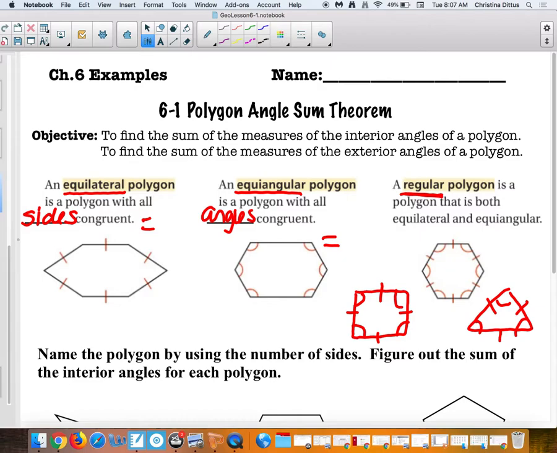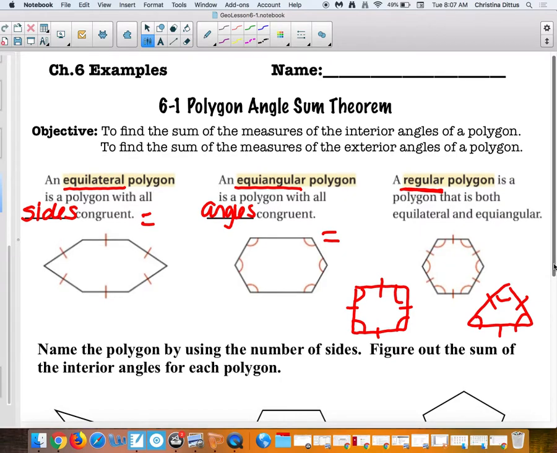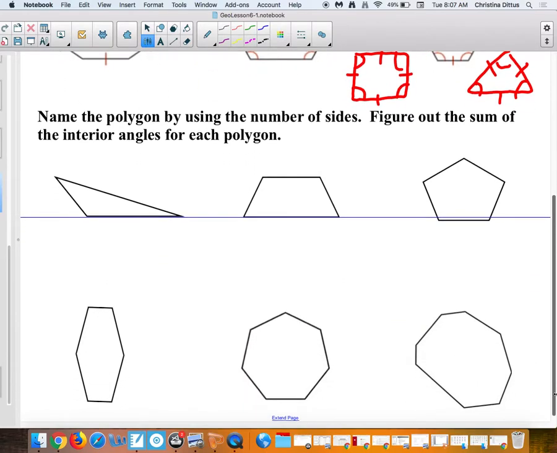How's that sound? Not too bad so far? All sides the same, all angles the same? Guess what? Naming polygons. Literally, pre-K. Are you ready? What shape has three sides? A triangle. Guess what this shape is called? Triangle.